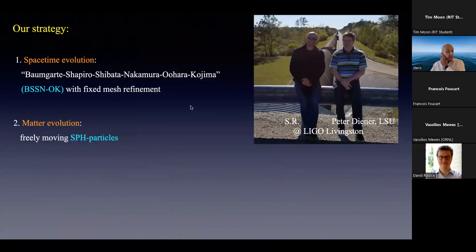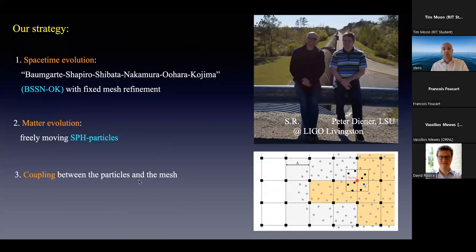So our strategy here, and my main collaborator on the dynamical code is Peter Diener, whom many of you know. What we're doing here is we use PSSN for the space-time evolution, and at the moment with fixed mesh refinement, but we evolve the matter with freely moving particles. And that means, of course, we need some coupling between the particles and the mesh. And we didn't want to rely on some existing code, so we really started this from scratch.